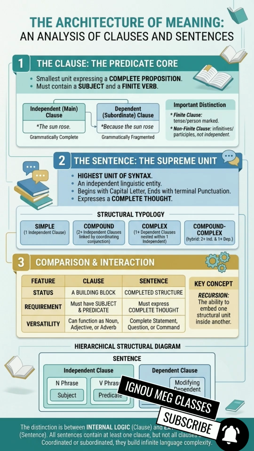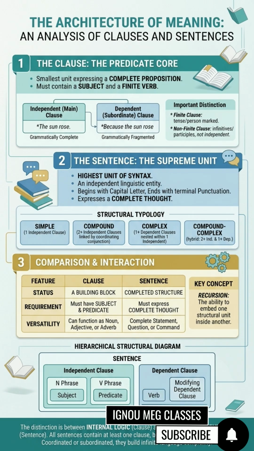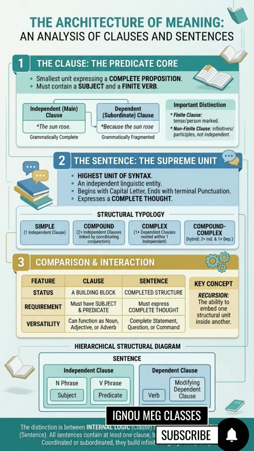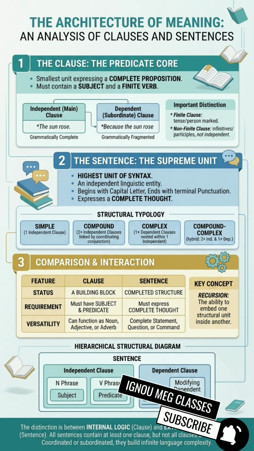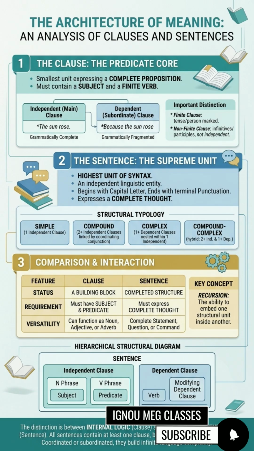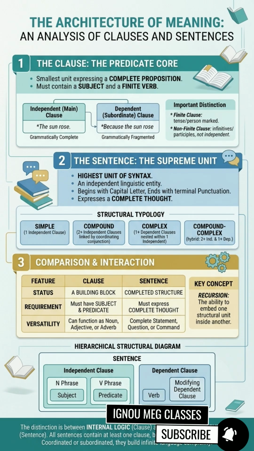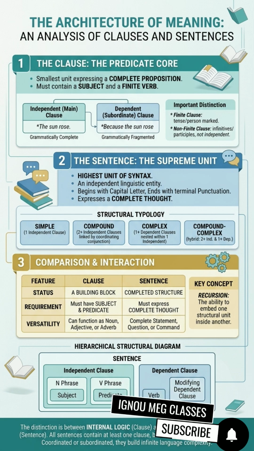Dependent or subordinate clauses. While these contain a subject and a verb, they are introduced by subordinating conjunctions or relative pronouns, for instance, because the sun rose. These act as fragments of meaning that require a main clause to anchor them.